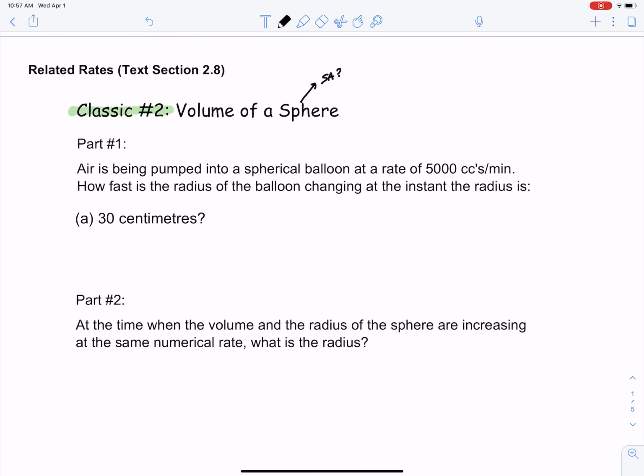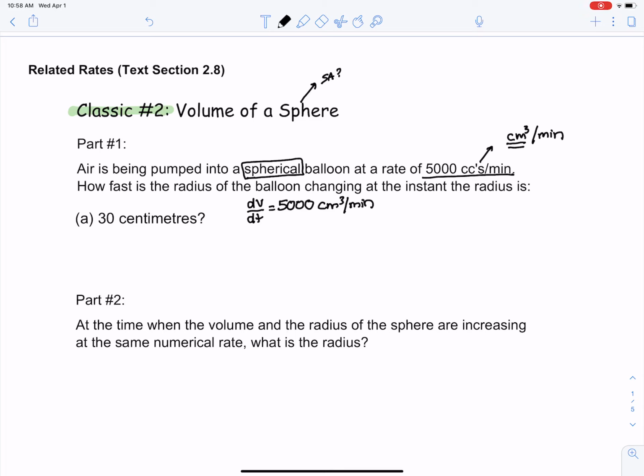So air is being pumped into a spherical balloon, so we know we're dealing with a sphere, at a rate of 5,000 cubic centimeters per minute. If you're not sure what value this quantity represents, you can look at the units. It's cubic centimeters per minute, and when you think 3-dimensional and you're dealing with cubic centimeters, we know we're referring to volume. But because it's a volume per time, we know we're dealing with a derivative. So dV/dt is 5,000 centimeters cubed per minute.